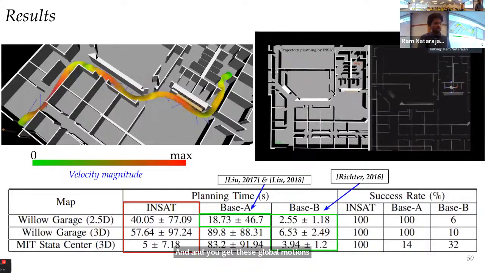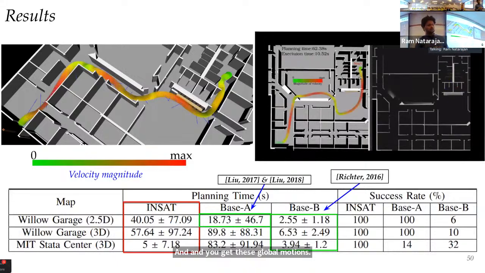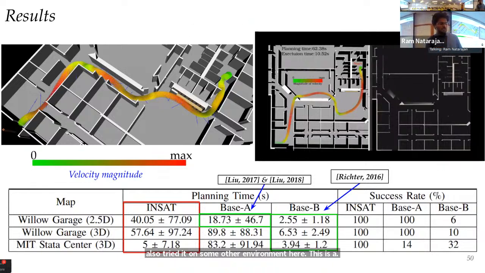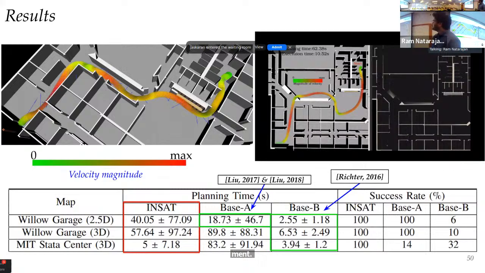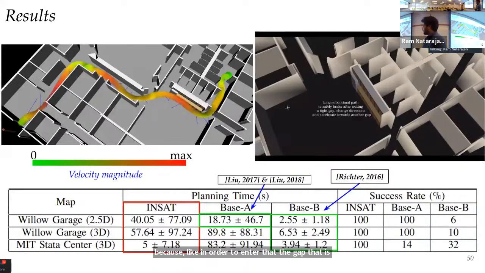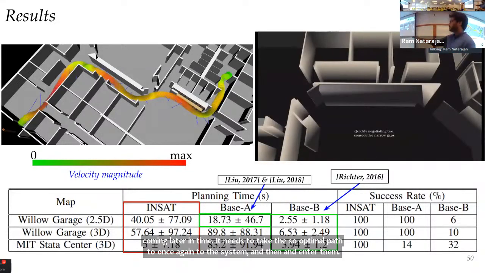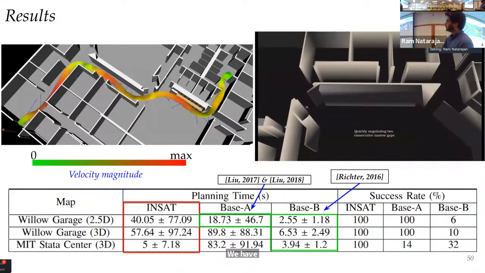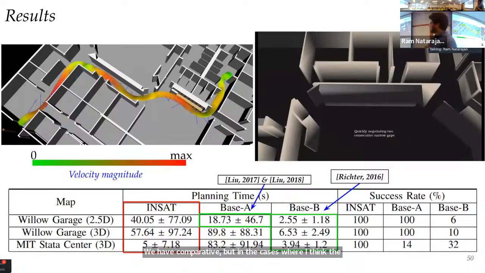We also tried it on some other environment here. This is a Willow Garage environment. You can see that there are parts of the trajectory which look suboptimal, clearly. But that is because, in order to enter the gap that is coming later in time, it needs to take the suboptimal path to once again pump energy into the system and then enter that narrow passage. We have competitive times here, but in the cases where the time is higher, we have a higher success rate compared to the baseline.